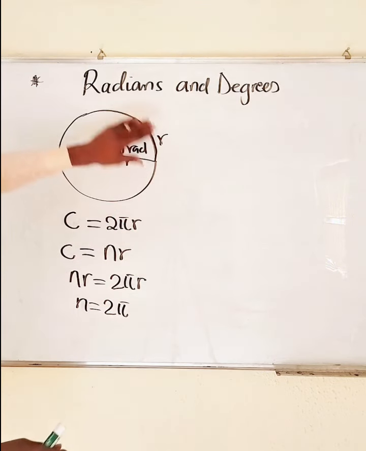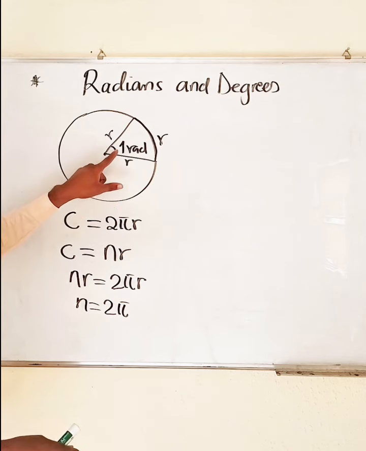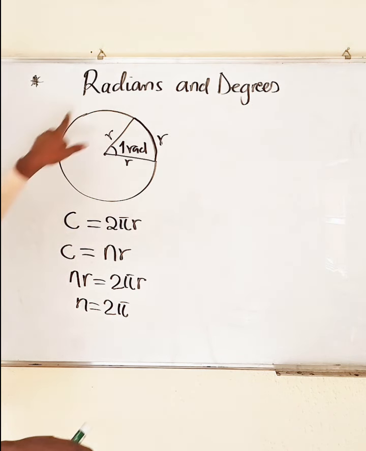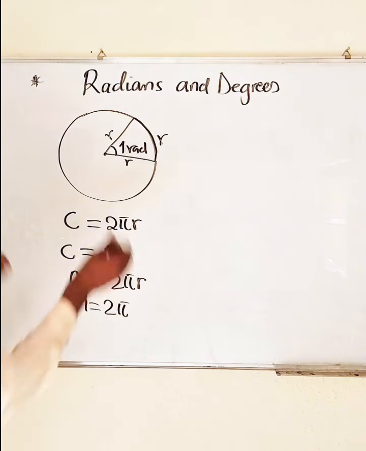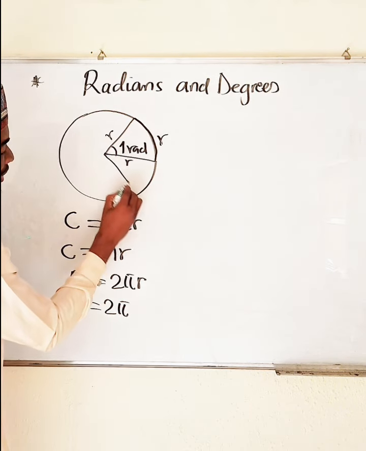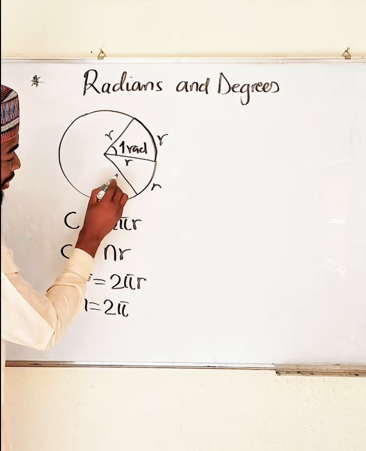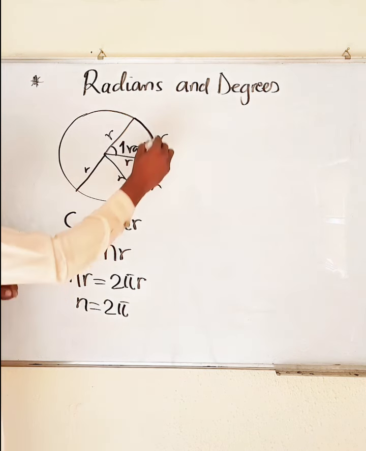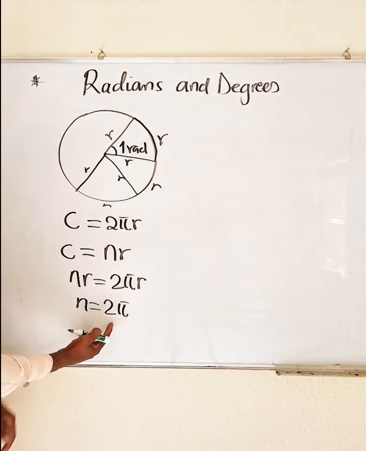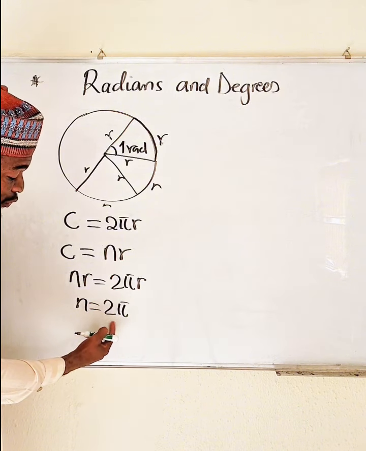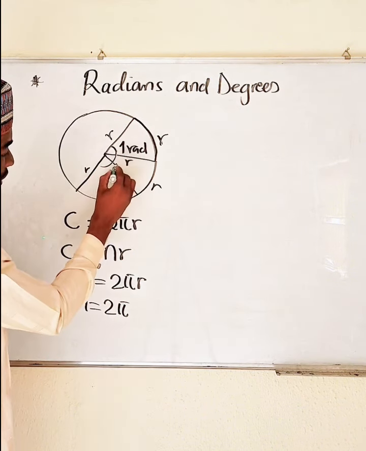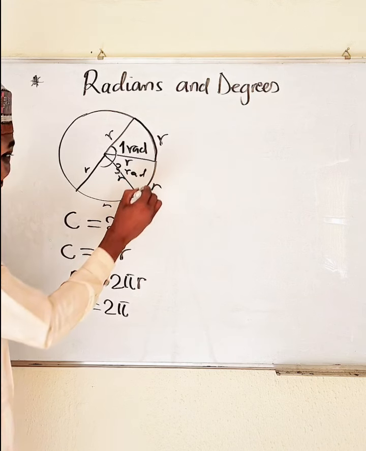But this is not our point of interest. We would like to find out how many of this 1 radian can we have around the circle. For instance, we could have another one here. Let's assume this is also r, this is r, we can have another one here. If this is r, this must be r. So how many r's do we have? We have seen that it is equivalent to 2 pi. So if this is 1 radian, this is another one, this will give us 3 radians, right?